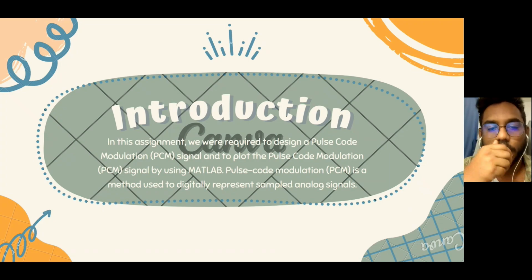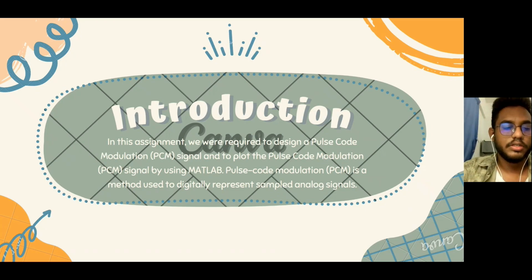As for the introduction, in this assignment, we were required to design a pulse code modulation signal and to plot the pulse code modulation signal by using MATLAB. Pulse code modulation is a method used to digitally represent sampled analog signals. PCM techniques are used to produce a series of numbers or digits in binary form. Hence, this process is called digital modulation.